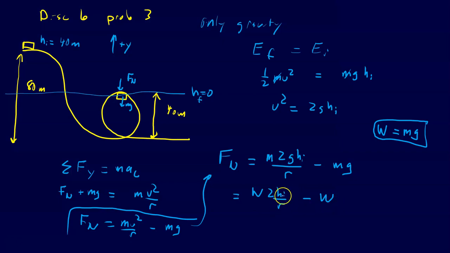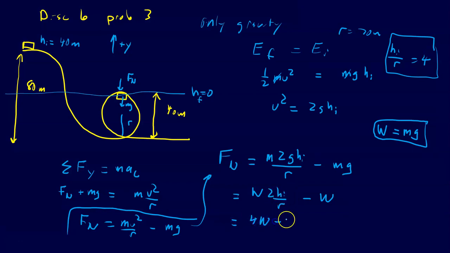And so now we just have to figure out how to relate h initial to r. If you remember, h initial was 40, and in the problem, the radius r is 20 meters. So h initial over r will be 2, which I can say due to how we set up our roller coaster. And so if I do that, I'll get 2 times 2, or 4w, minus w. And when I subtract that out, it comes out to be 3w.